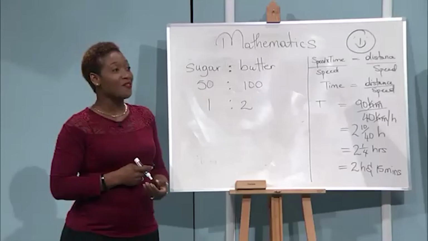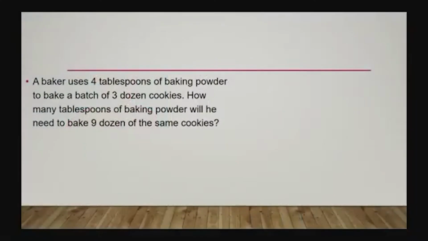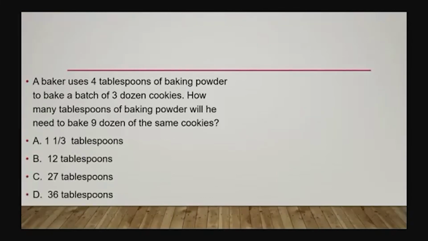A baker uses 4 tablespoons of baking powder to bake a batch of 3 dozen cookies. How many tablespoons of baking powder will he need to bake 9 dozen of the same cookie? Now let's do this one on the screen. Now remember, your options are there. We're not even touching those options yet. But let's think about it. The baker uses 4 tablespoons of baking powder to bake 3 dozen cookies. How many tablespoons will he need to bake 9 dozen of the same cookies?